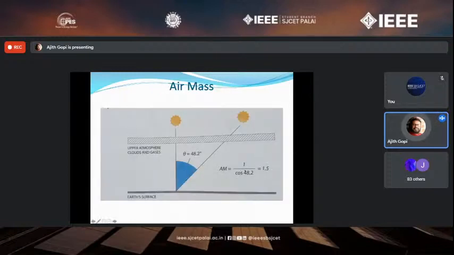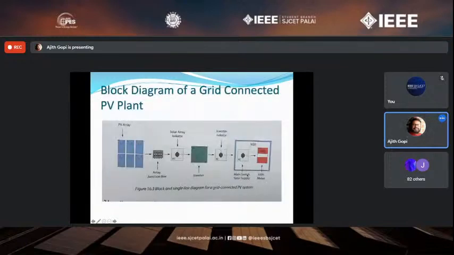Air mass can be calculated by, see, this angle theta is 48.2. The angle of the sun: if you take the sun at the top and make the tilt here, take an angle theta, then AM will be 1 by cos 48.2, which is 1.5. This 1.5 is taken as the air mass.